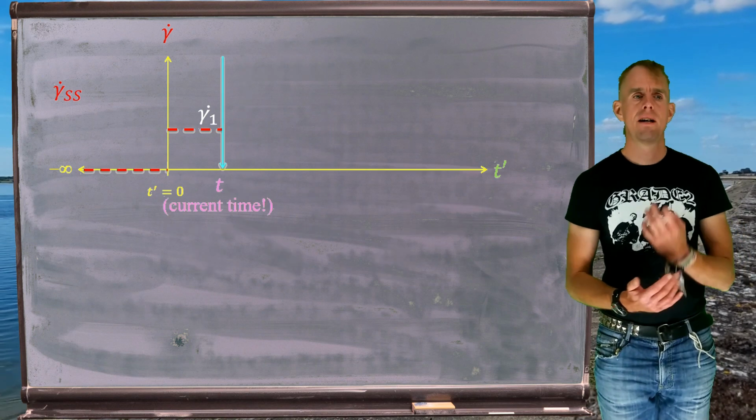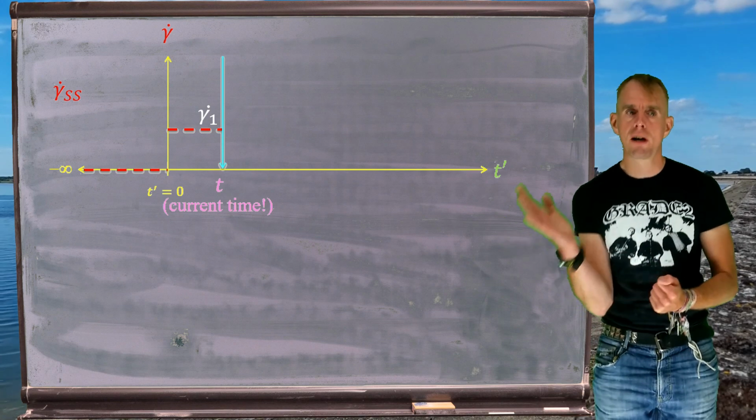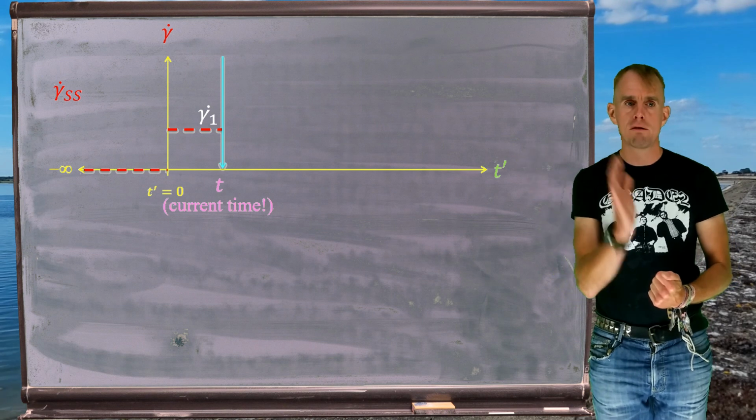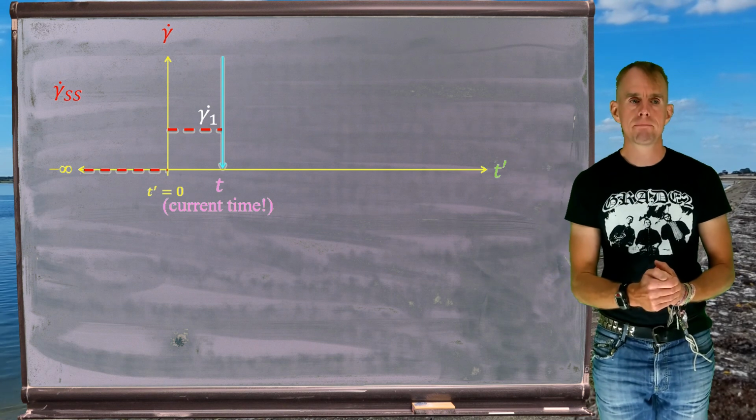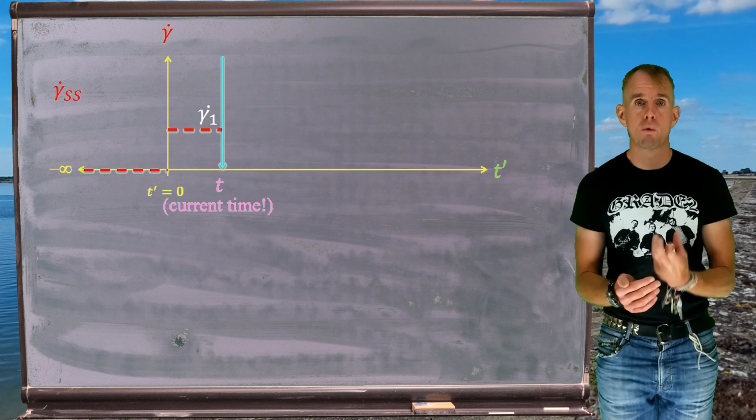So let's examine regime 1. Now, when we look at a regime, what we do is we put current time somewhere in that regime. So I've now moved current time into regime 1. Let's work out integral Maxwell now exclusively for regime 1.